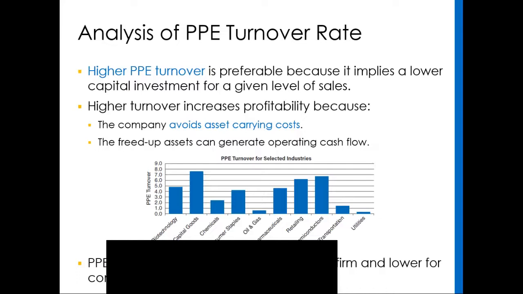Higher turnover increases profitability because the company avoids asset carrying costs. The same way we had to finance that inventory, billions of dollars of inventory with billions of dollars of interest expense, we have to finance that equipment, billions of dollars of equipment and billions of dollars of interest expense. So these are big ticket items typically, and we need to bear that. Think of an oil rig. Think of a manufacturing operation, an assembly line. Those are some pretty big tickets.